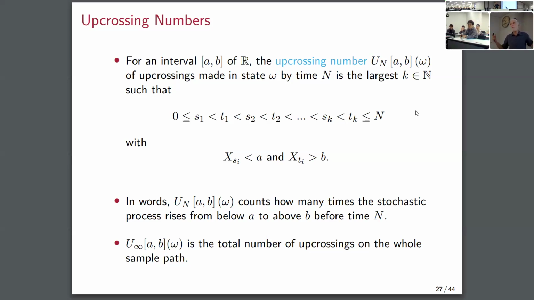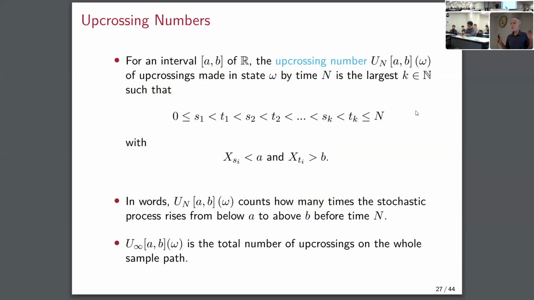Maybe it never happens. Maybe we cross b and go up to infinity. But we could also go from a to b, back below a, and back over b. Then we have two upcrossings, then three upcrossings. So the upcrossing number is how many times we cross from a to b by some given time n. The longer we go, the more crossings; it can't be less, it could be more. So U_n is how many upcrossings by time n, and U infinity is how many upcrossings ever.